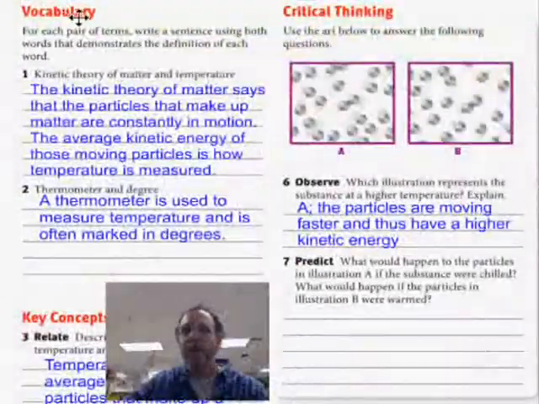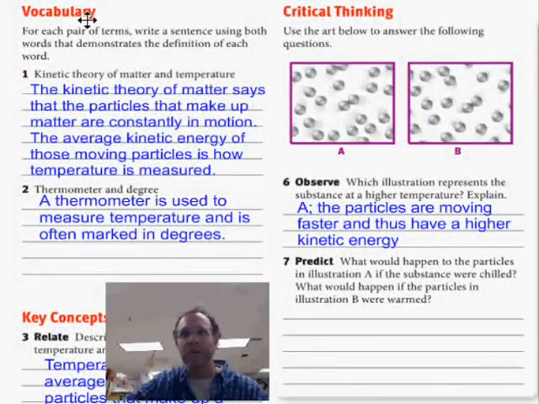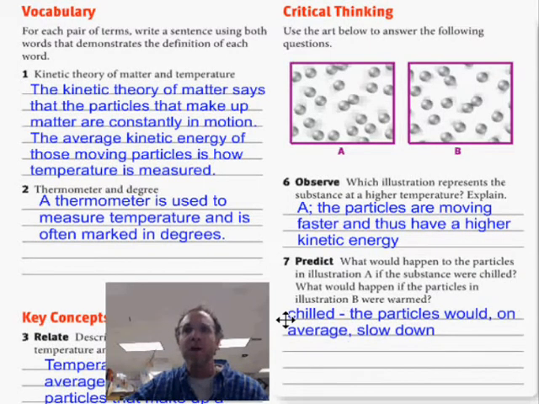Question number 7. Predict what would happen to the particles in illustration A if the substances were chilled. What would happen if the particles in illustration B were warmed? So it's a 2-part question. Let's take the first part first. It applies to this box A. Remember, it's moving really fast right now. So what would happen to the particles in this substance if it were chilled? Well, if it were chilled, the particles would, on average, slow down.